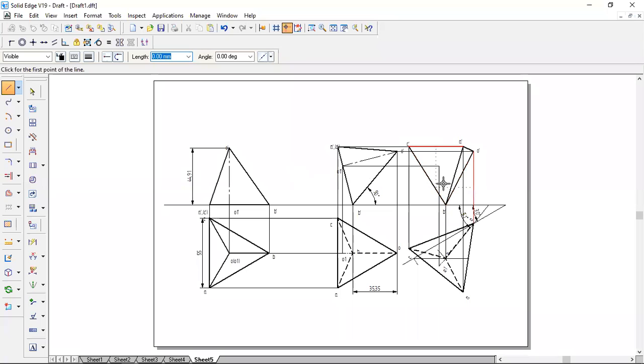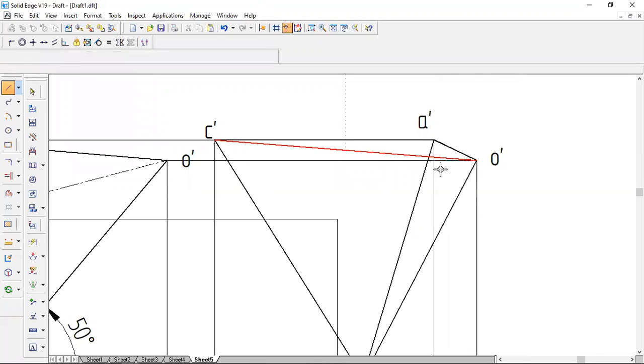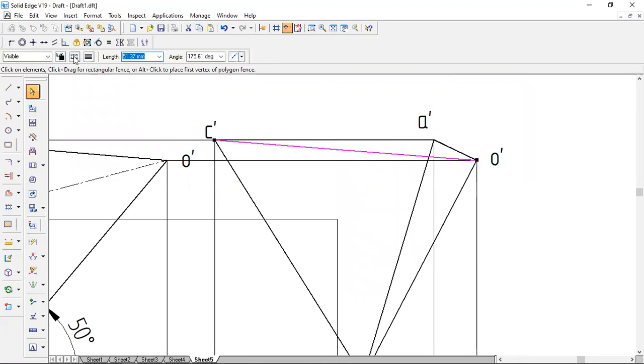Now the slant edges. In order to join the slant edges, O dash A dash to be joined, O dash B dash to be joined, and O dash C dash to be joined. But O dash B dash and O dash A dash are already joined, but O dash C dash is not joined. If you look at here, the observer cannot see O dash C dash because it is away from the observer. So O dash C dash is not visible to the observer. So that is drawn as a dotted line. From this point to here is a dotted line.